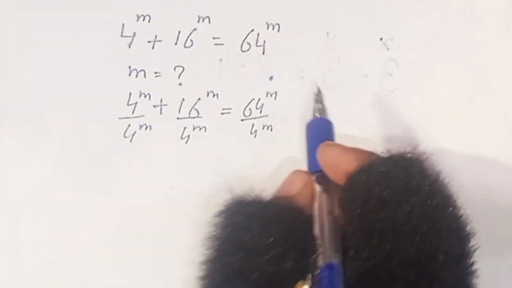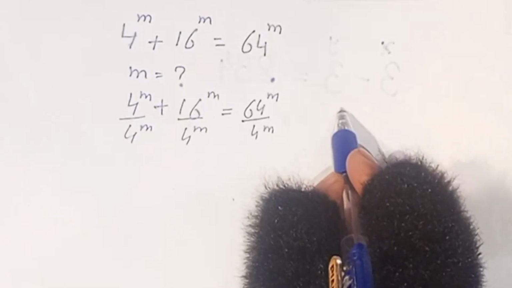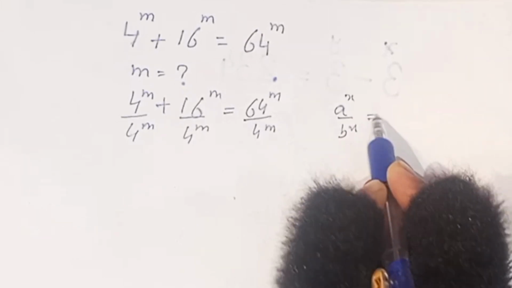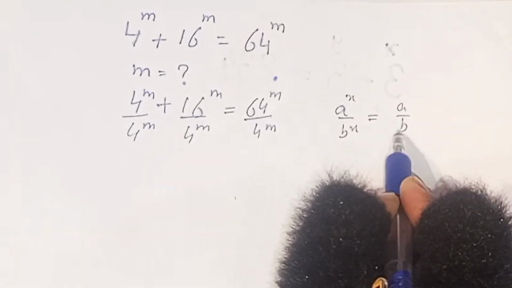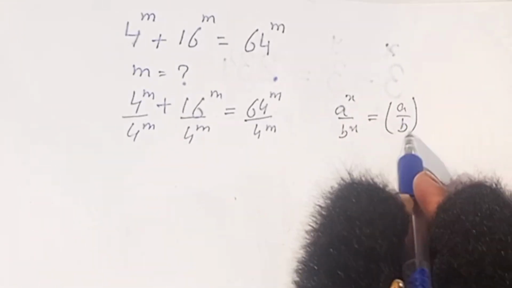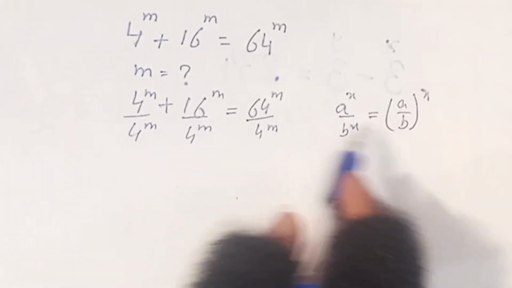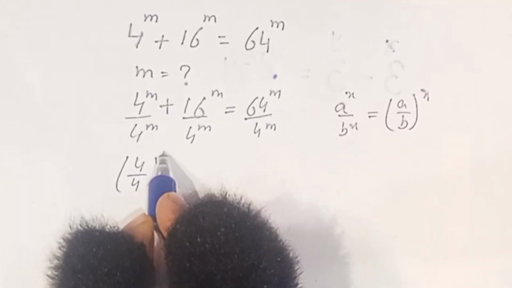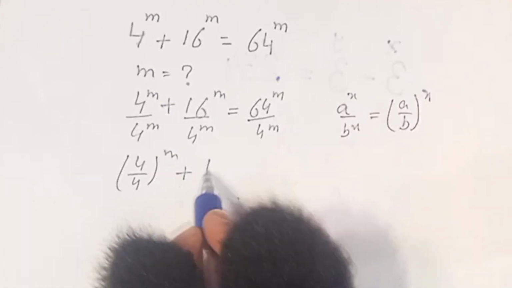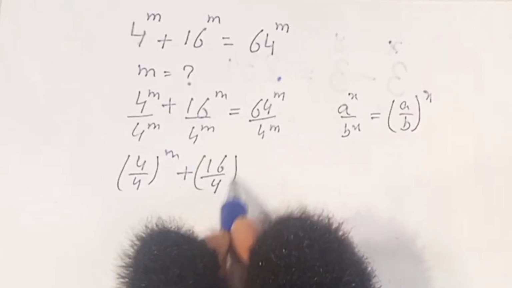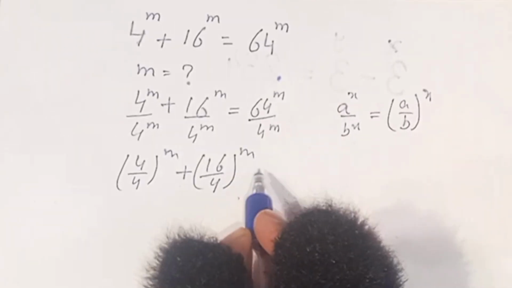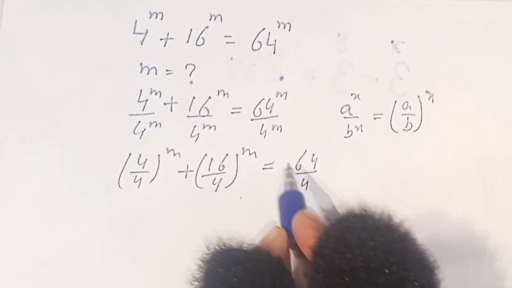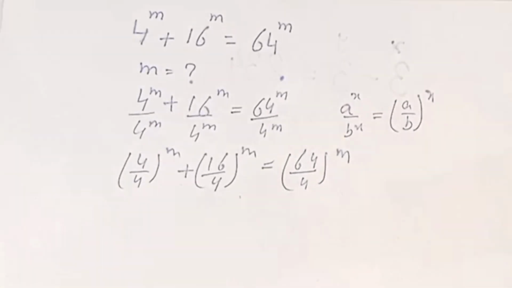we apply the identity of exponent, and we know that a raised to the power x over b raised to the power x is equal to (a over b) raised to the power x. So apply this identity on all the terms. So this will become (4 over 4)^m plus (16 over 4)^m, and the last term will become (64 over 4)^m.